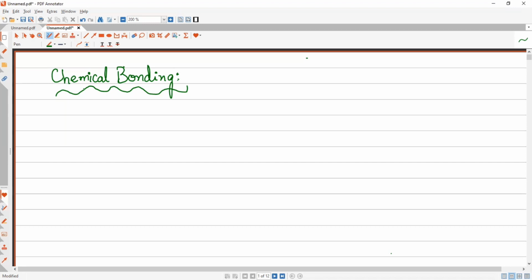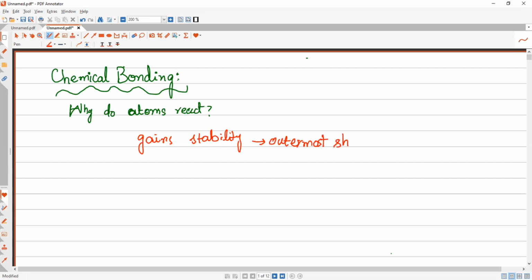So the first question that arises is, why do chemicals react? Why do elements or atoms react? The reason is in order to gain stability. As we know, everything in the universe wants to gain stability. And how do these atoms get stability? By completing their outermost shell. When a compound or atom completes its outermost shell, it means that now it is stable. So in order to complete its outermost shell, atoms react with different compounds and then become stable.